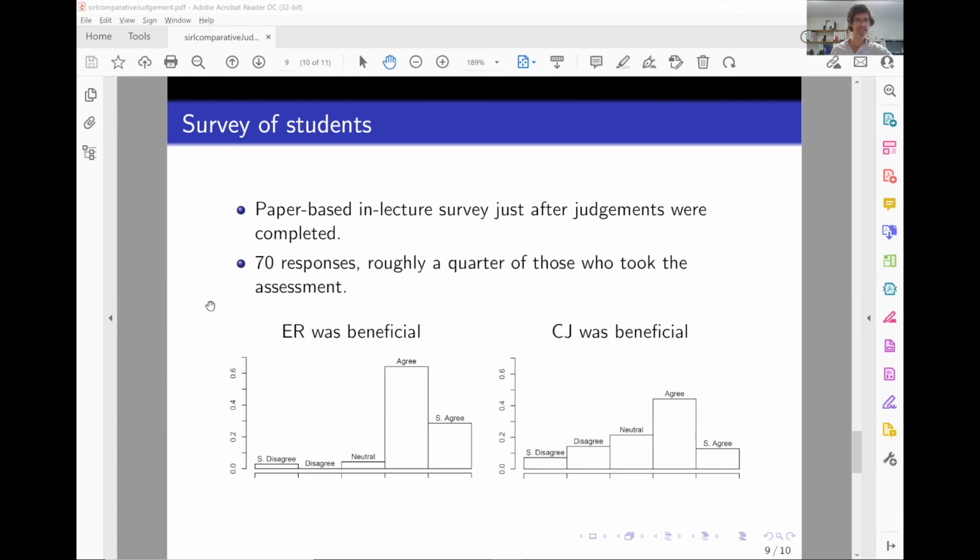I suppose we also need to take into account the caveats of this being a self-selecting sample of people who have replied, and also the fact that we are asking students what they think about something as opposed to actually assessing whether it might have really been beneficial for them or not.